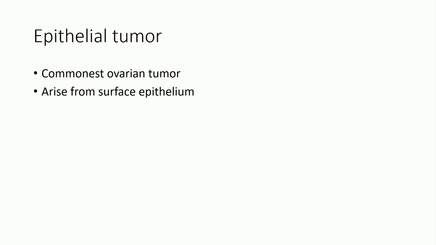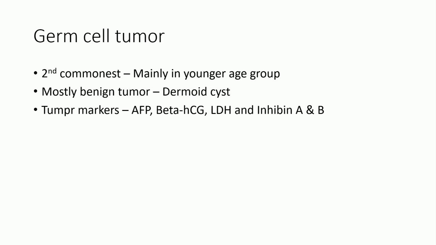So that's why I have mentioned this. That's the commonest ovarian tumor. Then the second one, germ cell tumor. This is the second commonest one. I already told you germ cell tumors mainly occur in a young age group. Because when we take the elderly, almost the development is fulfilled. So germ cell tumors are so rare.